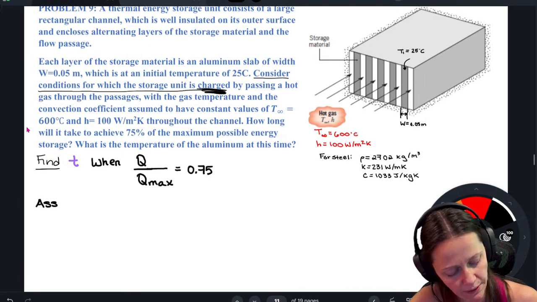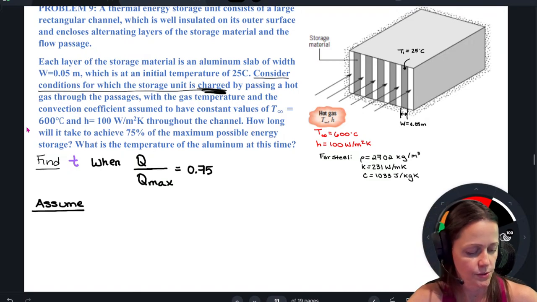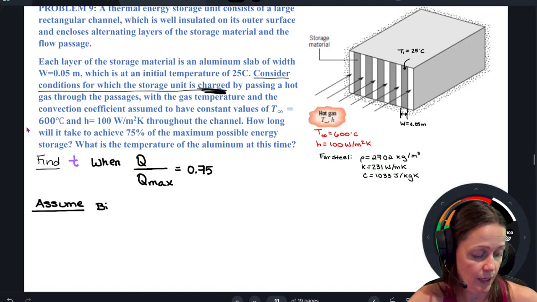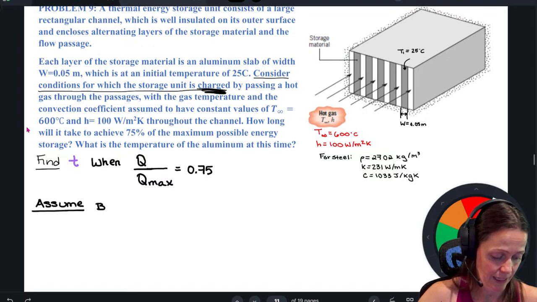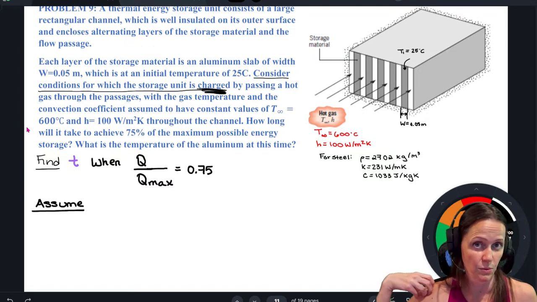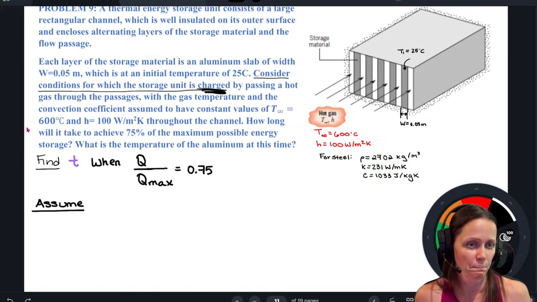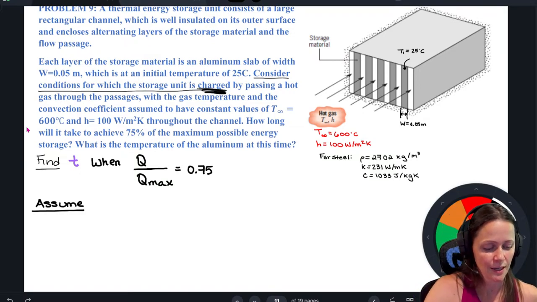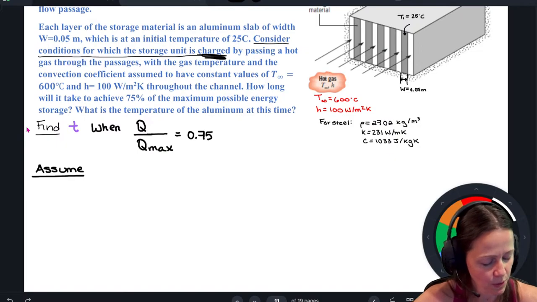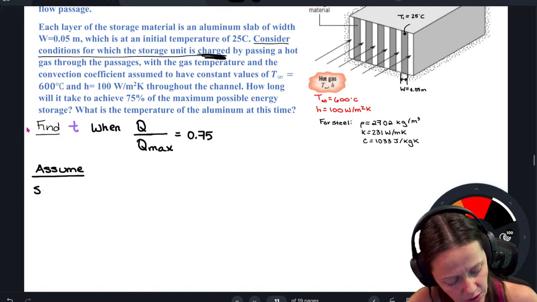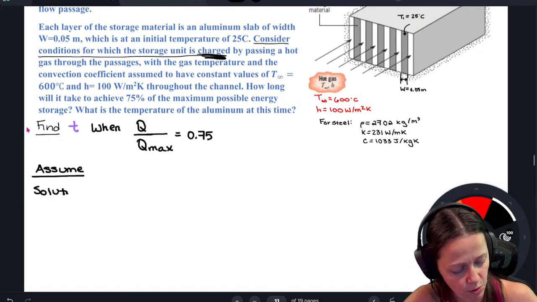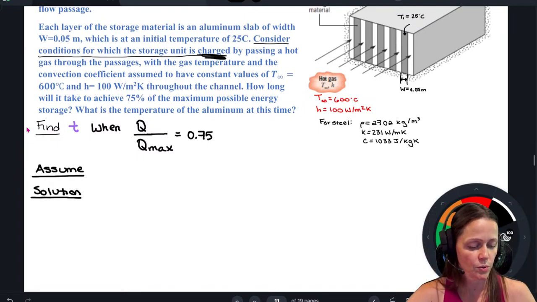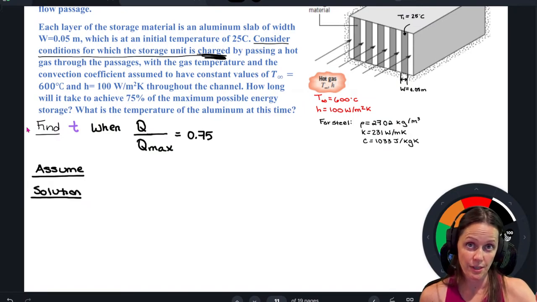So we'll talk about that in just a second. So let's check our Biot number. And actually, I need to get my bearings about what the thing is that I'm talking about, because we have this whole thermal energy storage unit. I'll put all my work in the solution portion, not the assumption, to keep it neat. So what I'm going to do is look at a single slab.